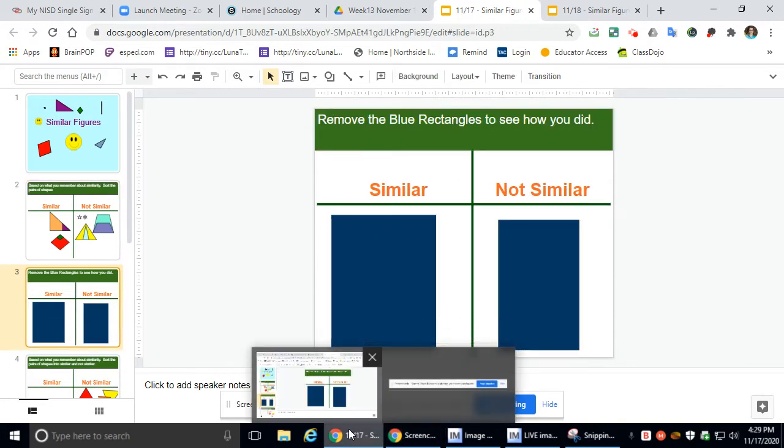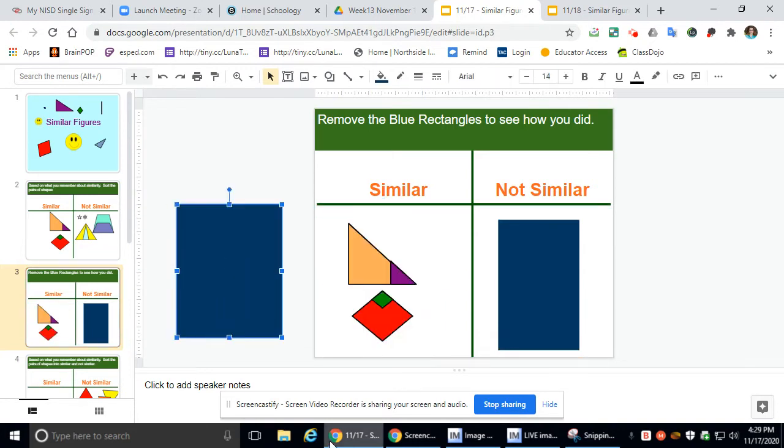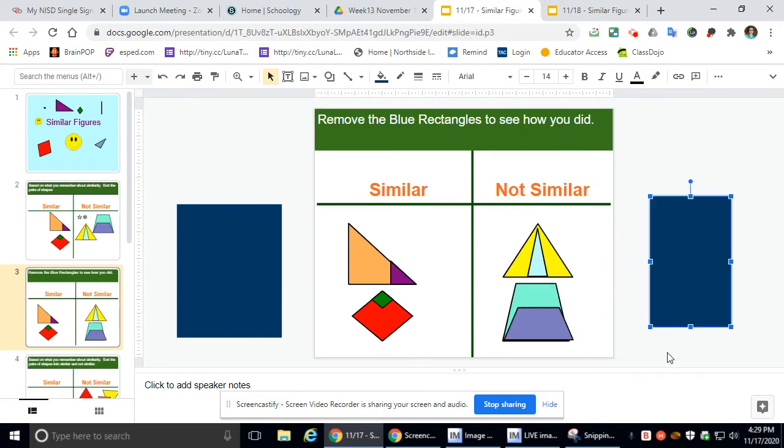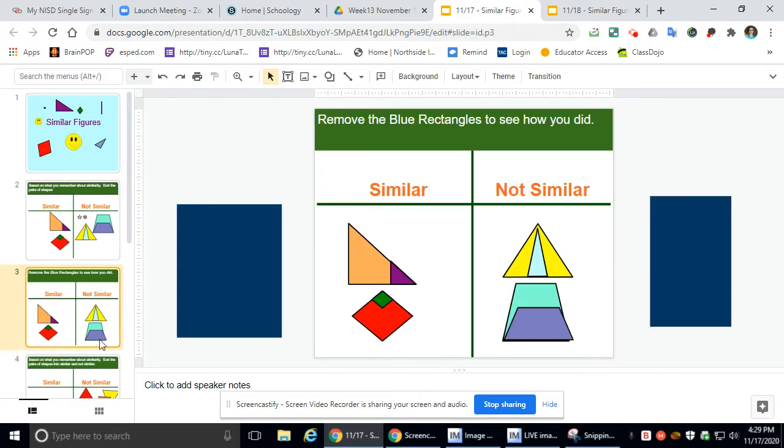It says remove the blue rectangles to see how you did. Okay, so I'm going to remove this. Then I'm going to remove this one. So when I go back and take a look at it, I can see that I did a pretty good job of deciding what was similar and what was not similar. All right, so let's head down to the next one.